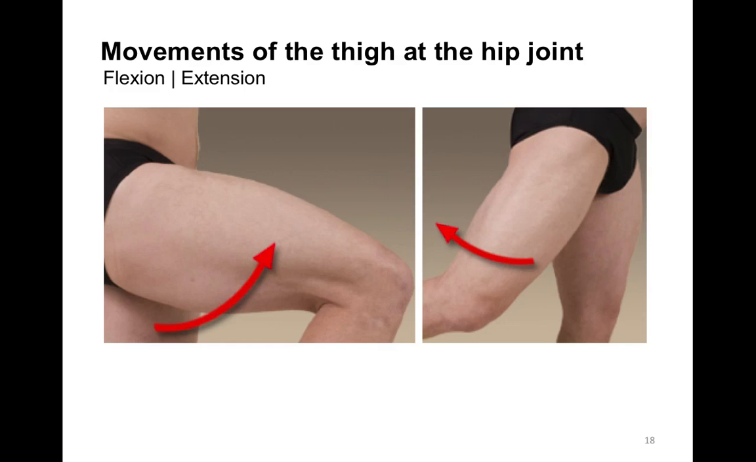And about this joint, we have the following movements that I thought would be good to review with you, just so we're on the same page. These are the movements of the thigh at the hip joint: flexion and extension. Flexion being the anterior movement of the femur, whereas extension would be the posterior movement of the femur.